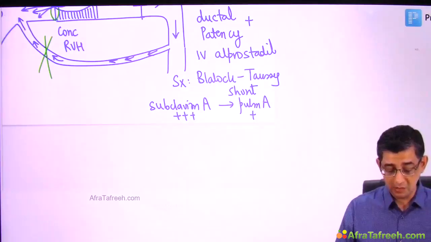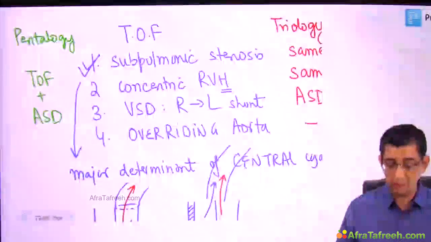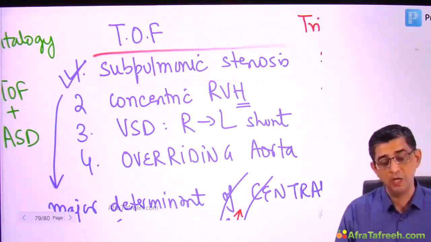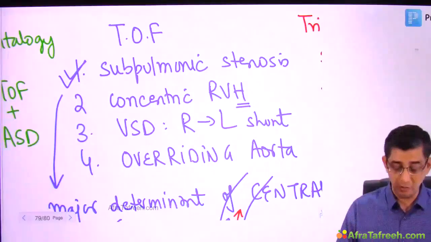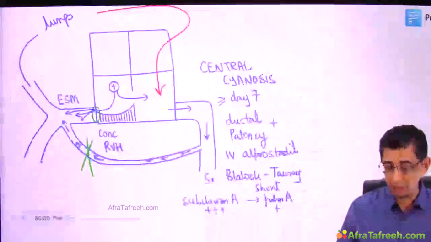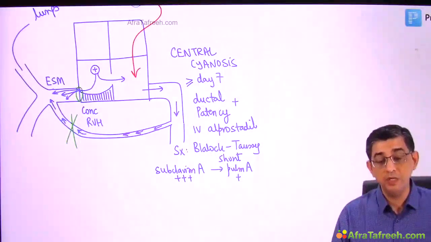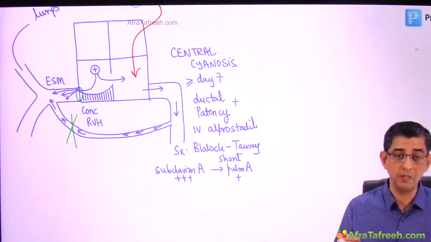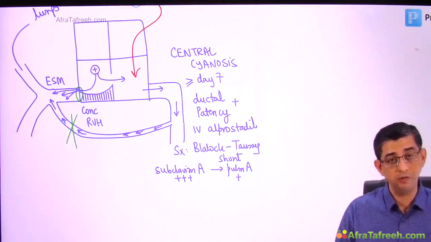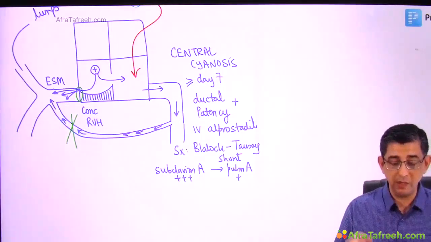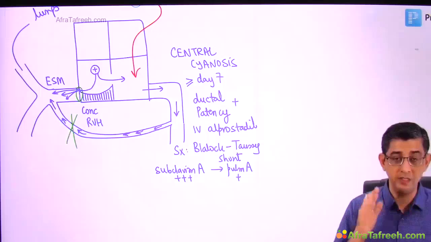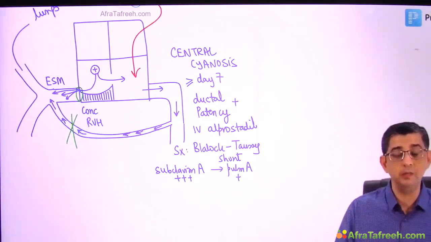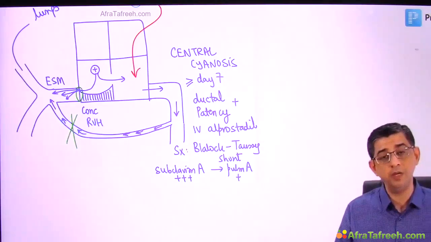Please appreciate what is the main problem in tetralogy of Fallot. The main problem is less blood going to the lungs thanks to subpulmonic stenosis. I want to neutralize the effect of subpulmonic stenosis by shunting, or connecting the subclavian to the pulmonary artery. So in effect, what I am trying to do is increase pulmonary blood flow. The standard presentation of tetralogy of Fallot or any cyanotic heart disease is pulmonary oligemia, less blood supply to the lungs. If I increase the blood supply to the lungs, then definitely that would be advantageous.